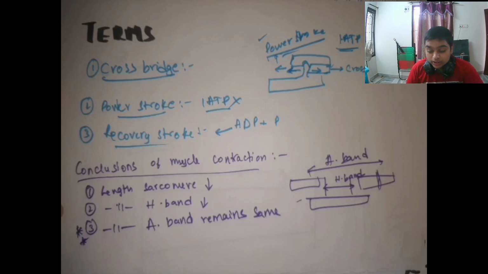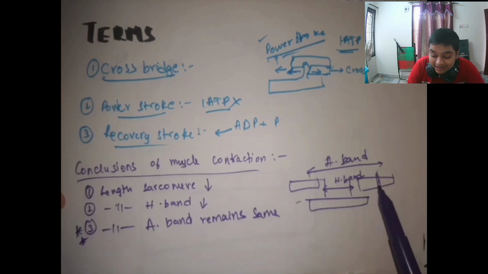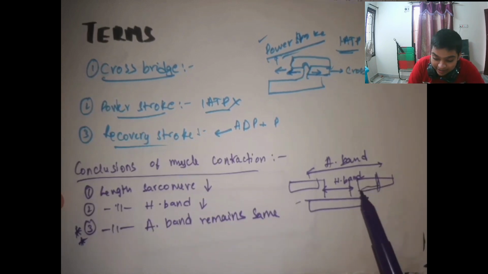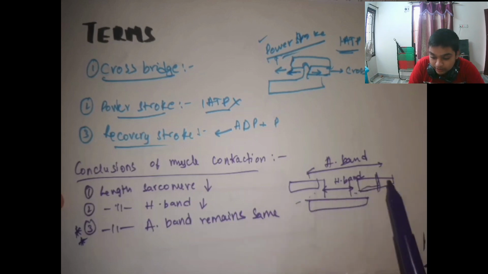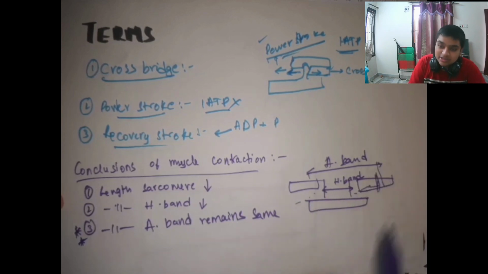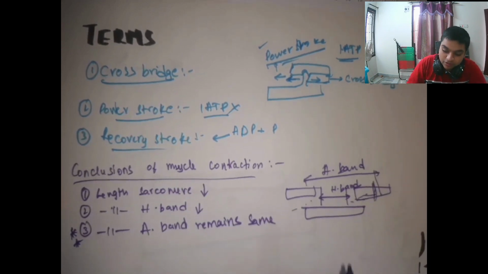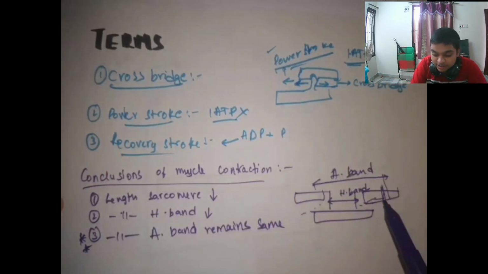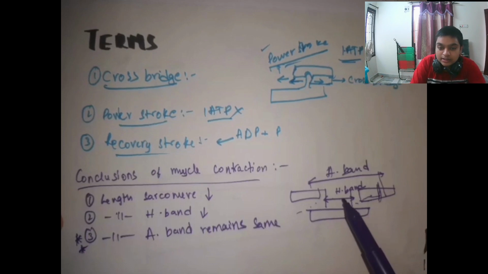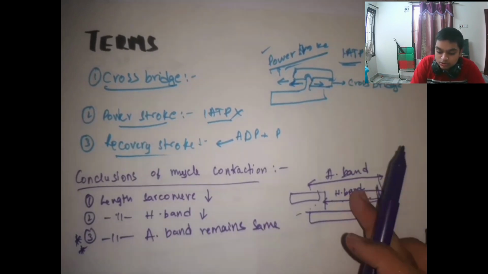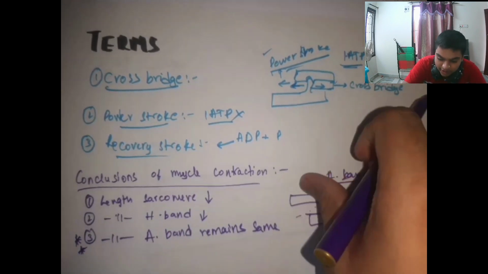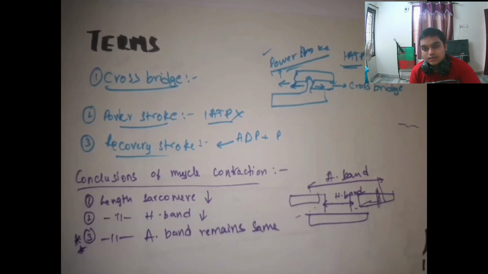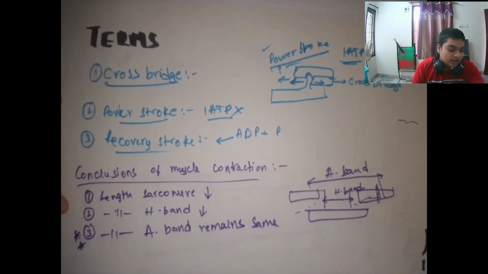Why? See, when the actin filament is sliding over the myosin filament, A band includes the length of actin and also the length of myosin. Now if it slides over, if H band is decreasing its length, then actin also moves towards it. If actin is also moving, A band length remains same.